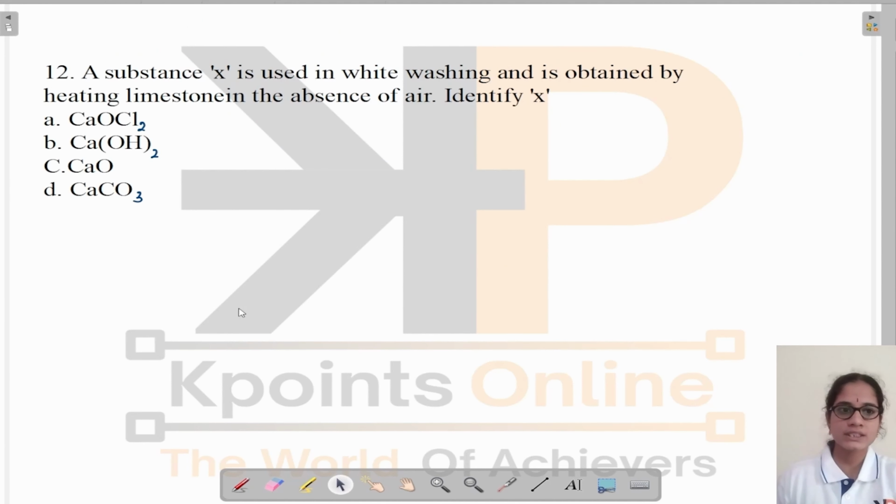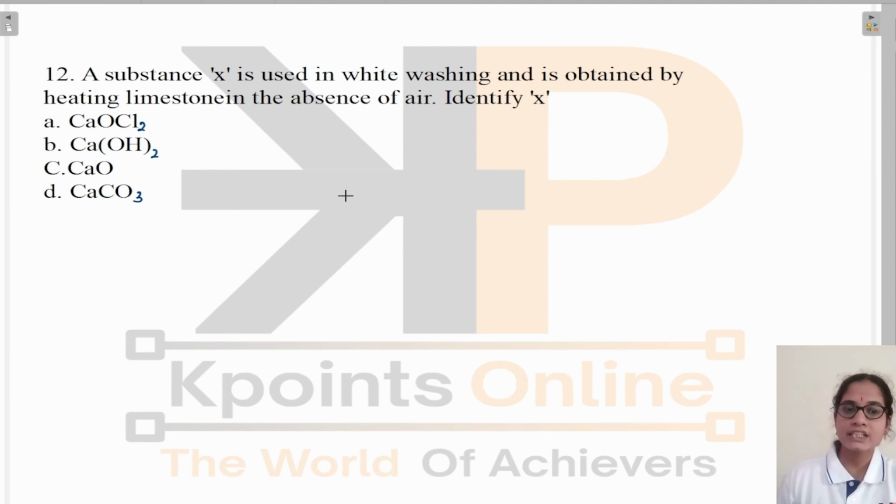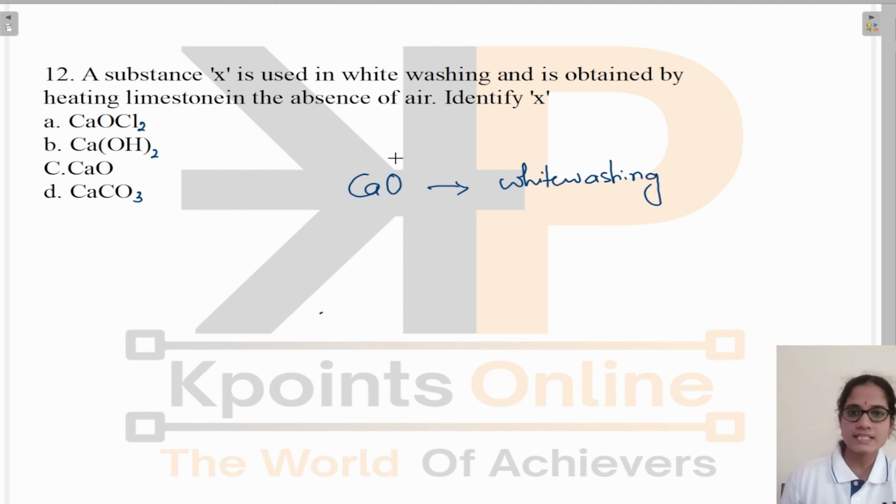Okay, the next question is, a substance X is used in whitewashing and is obtained by heating limestone in the absence of air. Identify X. We know that calcium oxide, that is quicklime, is used in whitewashing. Yes, we know. CaO is used in whitewashing. And also it is given that X is obtained by heating limestone in the absence of air. How do we obtain this? This calcium oxide is obtained by heating limestone in the absence of air.